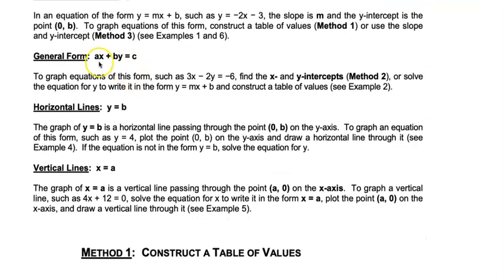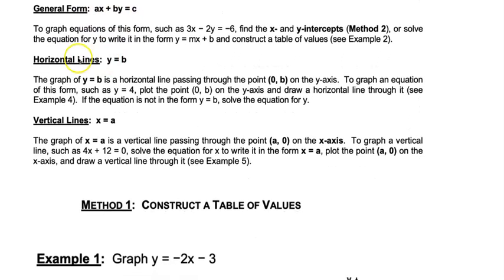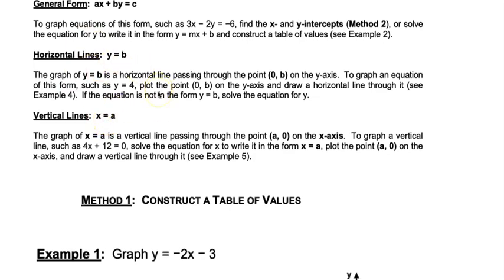There's also the general form, where you have x and y on the same side. And we'll talk about how to graph that in different ways. There's horizontal and vertical lines. When you only have one variable, like y equals b, that's going to be a horizontal line. And when you only have an x variable, x equals a, that's a vertical line. So we'll talk about all these in this review.